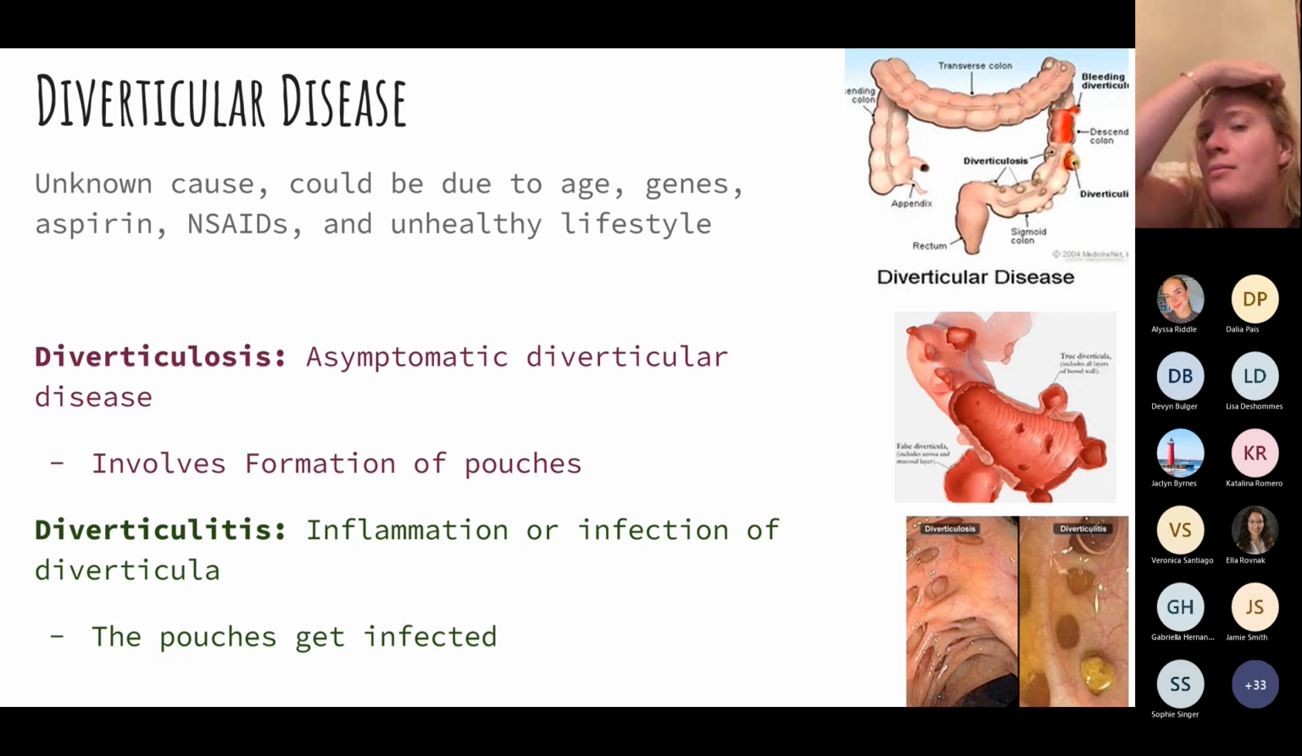I know we talked about diverticular disease a lot, but there are lots of different causes. When we have diverticulosis, this is just the formation of little pouches. When those pouches get infected, that's when we have diverticulitis, with this inflammation that can be a little bit painful.